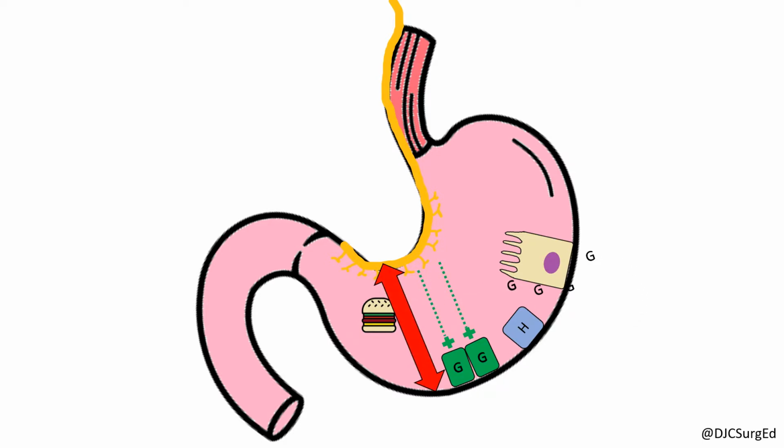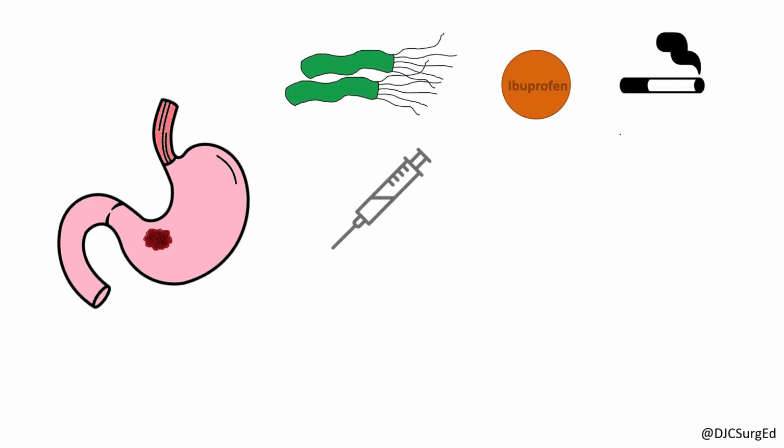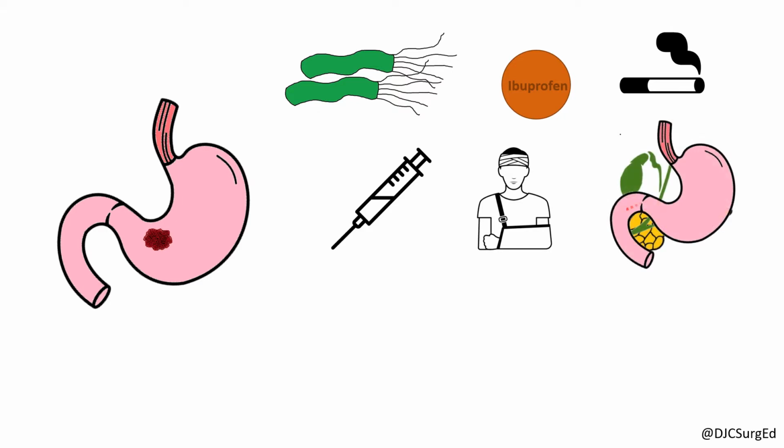Acid secretion from parietal cells is inhibited by somatostatin release from D cells, which are activated by low pH, thus completing the feedback loop. Risk factors for ulcer formation include H. pylori infection, NSAID use, smoking, steroid use, trauma, and Zollinger-Ellison syndrome.